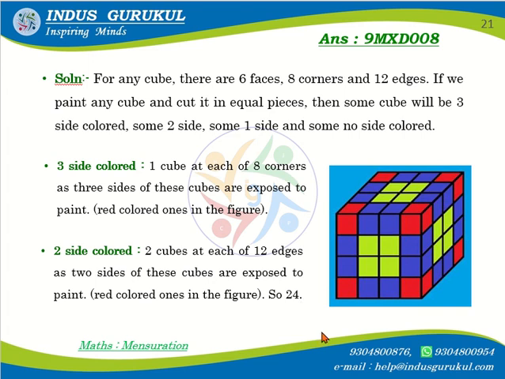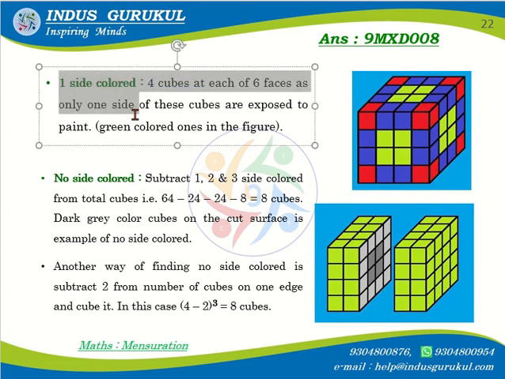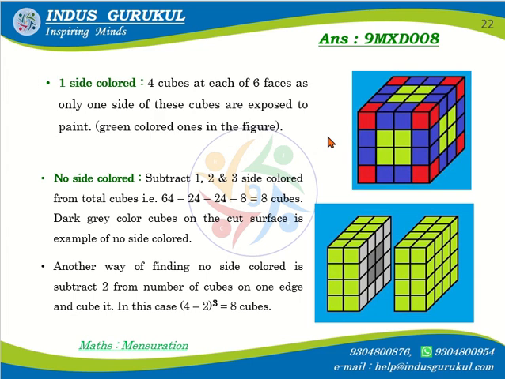If we have to find out how many are one-side colored, these light green colored ones are one-side colored. And how many? There are 4 in one face, and how many faces? 6. So 6 into 4, which is 24. So if we have to find out how many are one-side colored, it is 6 into 4, 24.